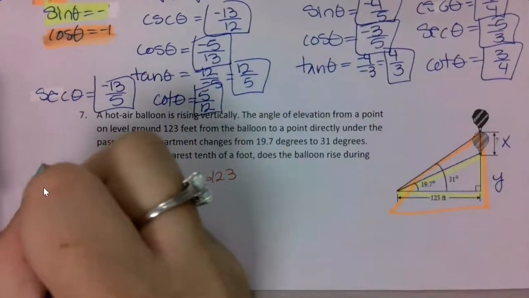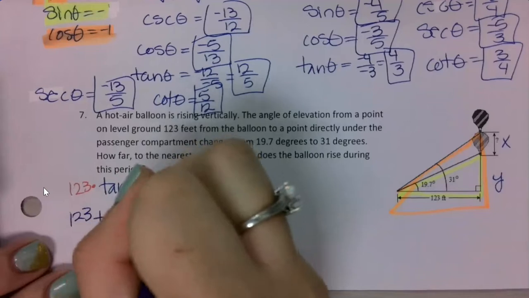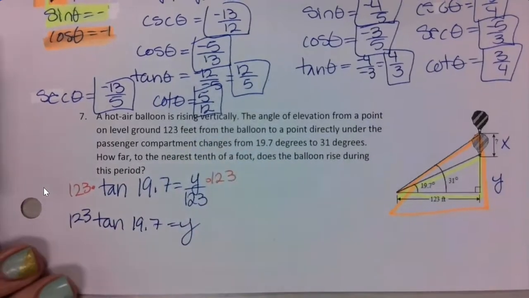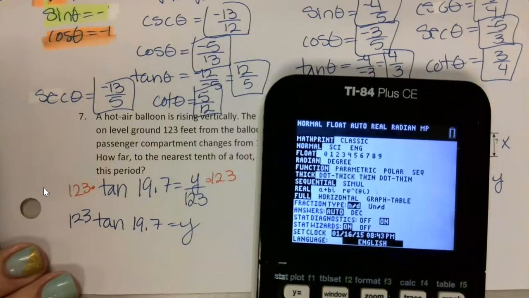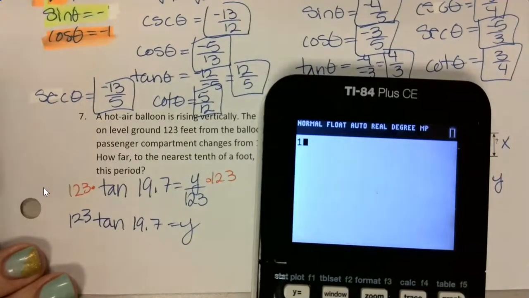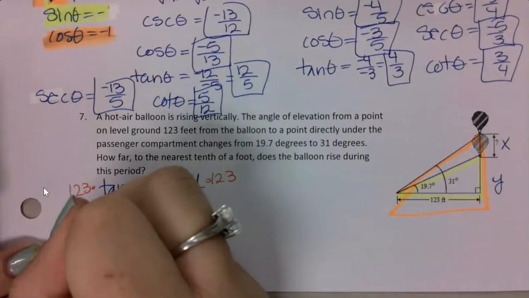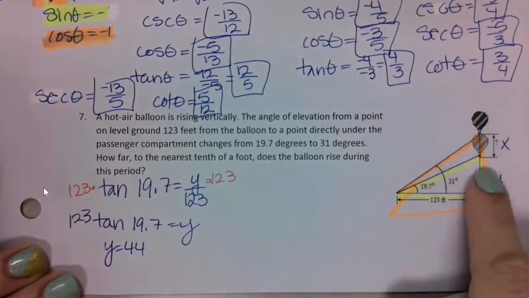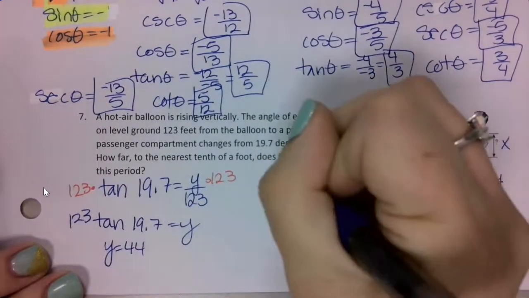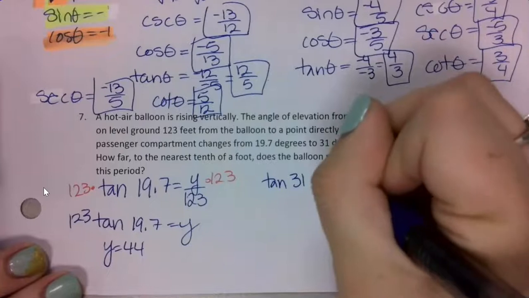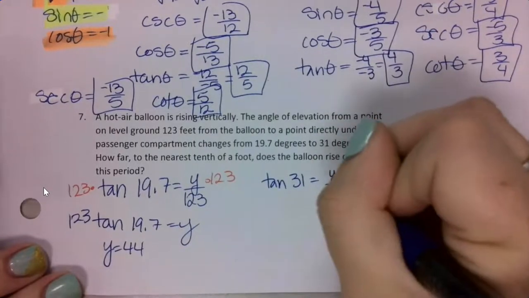And then I want to go ahead and type this into my calculator, I need to make sure I'm in degrees, which I am not. So I can go to mode, arrow over to degrees, press enter, second mode to go back home. I type this in, which gives me nearest tenth is 44. Then I want to do the same thing for my orange triangle. So I have tangent of the larger angle here, which is 31. And this is y plus x over 123.